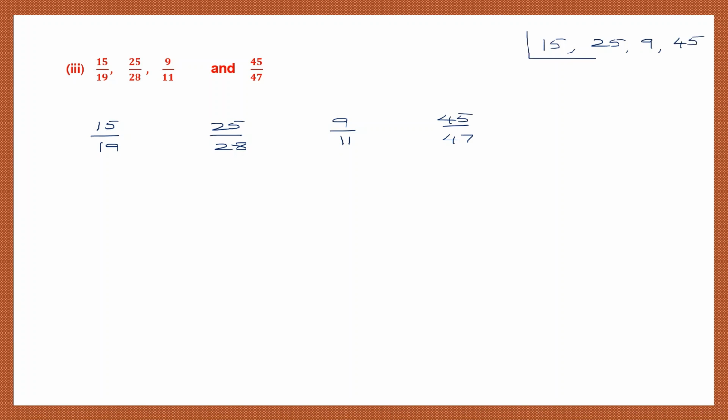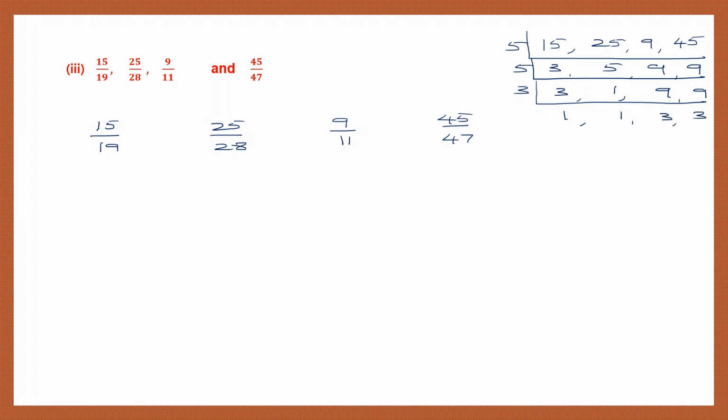So let's divide all these by 5. 5 3s are 15, 5 5s are 25, 9 we bring down again, 5 9s are 45. Now we'll continue with 5. So here it is 3 as it is, 5 1s are 5, then I bring down 9 and 9. This time I'm going to divide with 3. So that will be 3 1s are 3, 1, 3 3s are 9, 3 3s are 9. And here again I continue with 3. So I have 1, 1, 3 1s are 3, 3 1s are 3.